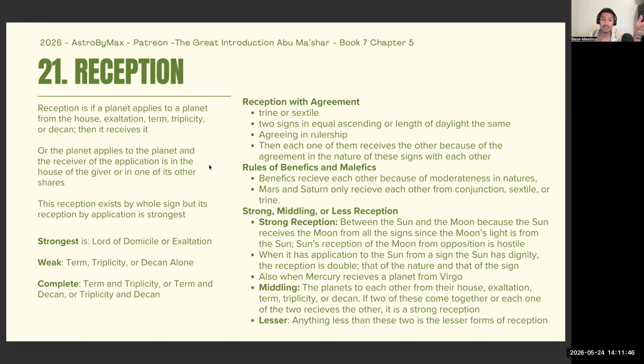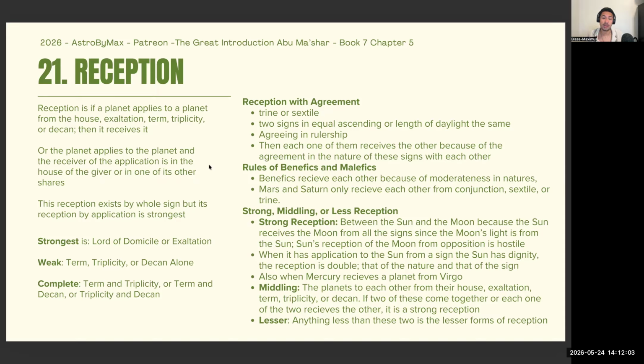But a complete reception is that if you have reception with the lord of the term and triplicity together, or term and decan, or triplicity and decan. If both of those combine together in a type of reception, that would be more complete in nature.